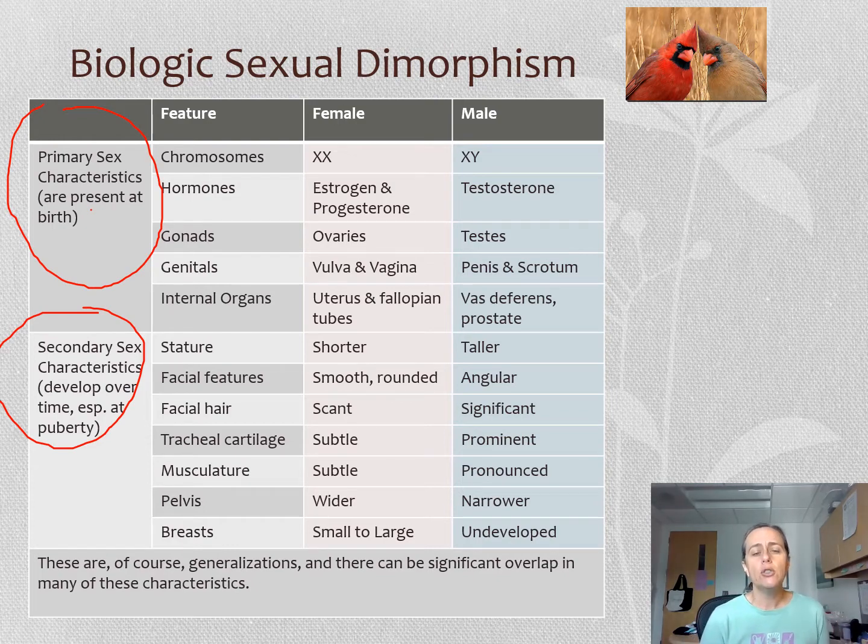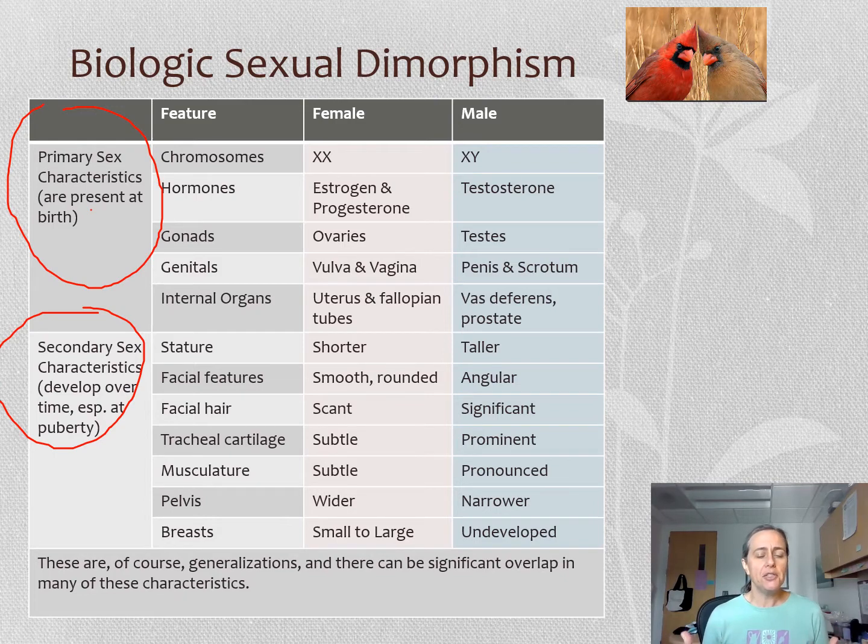So in a traditional female-bodied person, it's XX chromosomes, male is XY. Female hormones are usually estrogen and progesterone, male it's testosterone primarily. Ovaries versus testes, vagina and vulva versus penis and scrotum, and then the uterus and fallopian tubes versus things like the vas deferens and the prostate gland, and things that you probably don't even really know what they are yet, but we'll get there. The secondary sex characteristics are things that develop over time.